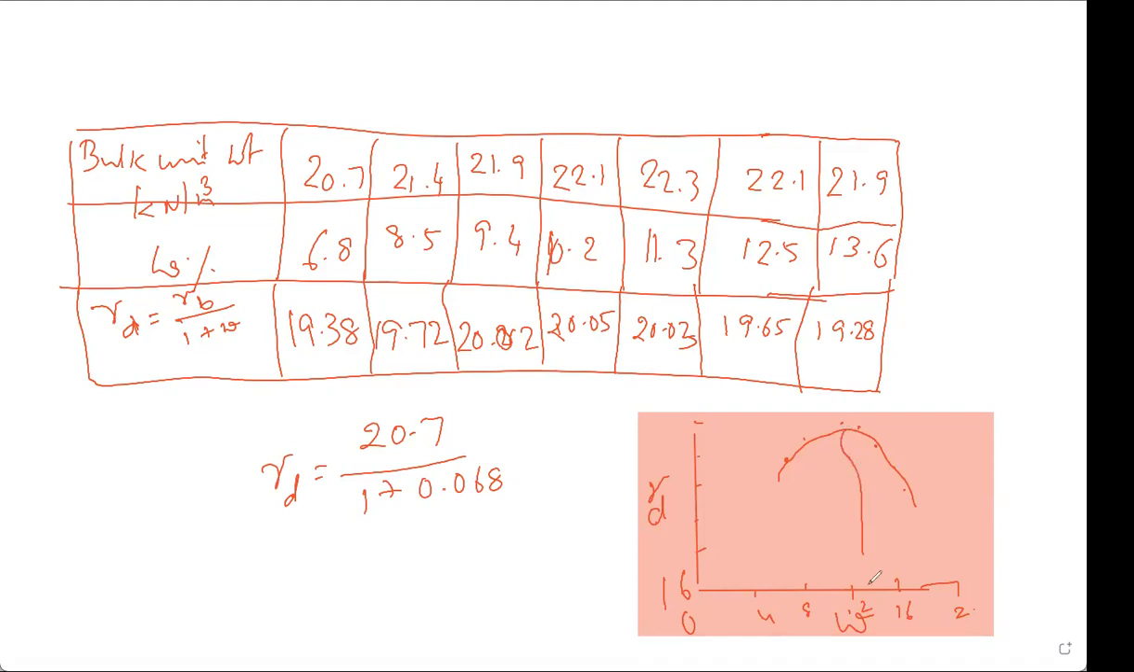This is OMC and this is the maximum dry unit weight. See, where does the maximum come? That maximum dry unit weight. This is the optimum moisture content, where you get the maximum unit weight. Where you get the maximum unit weight is nothing but the optimum moisture content. And this is the maximum dry unit weight. Therefore, you can get the value of gamma D max.